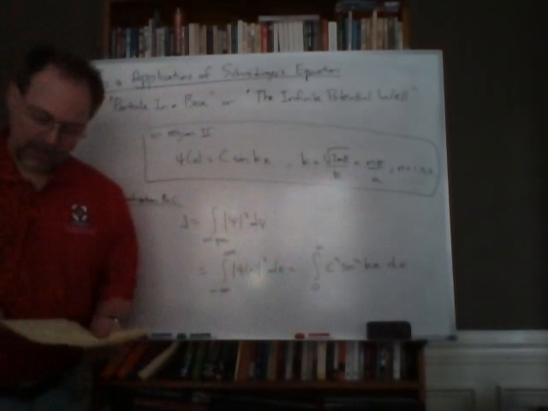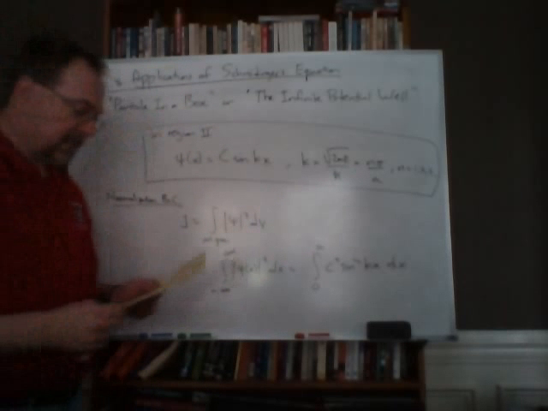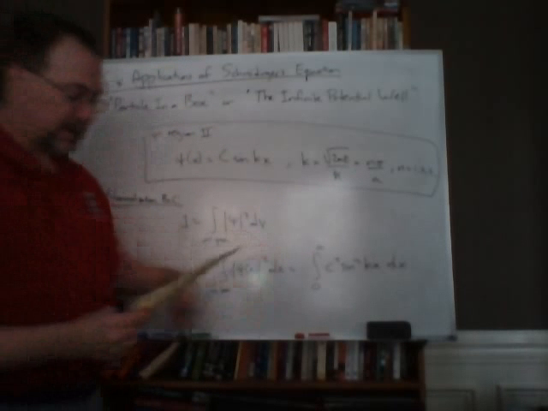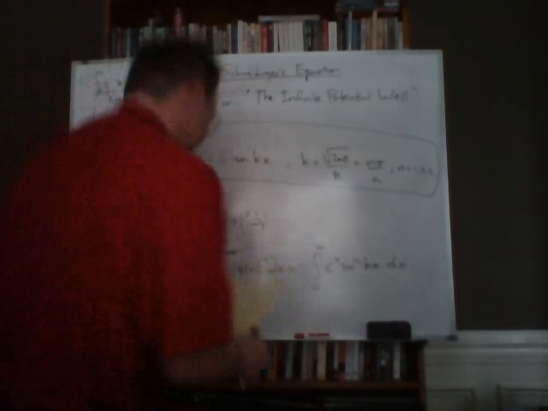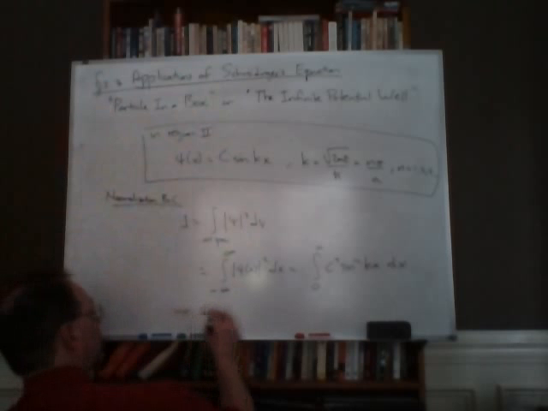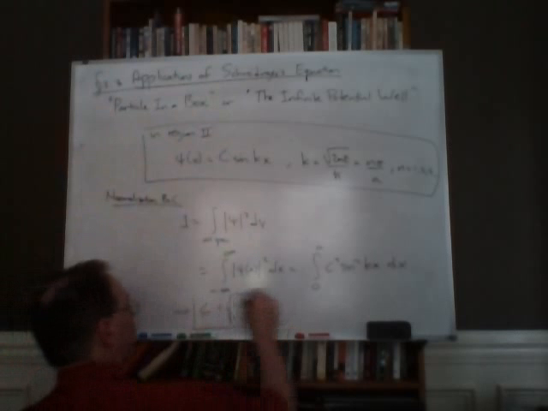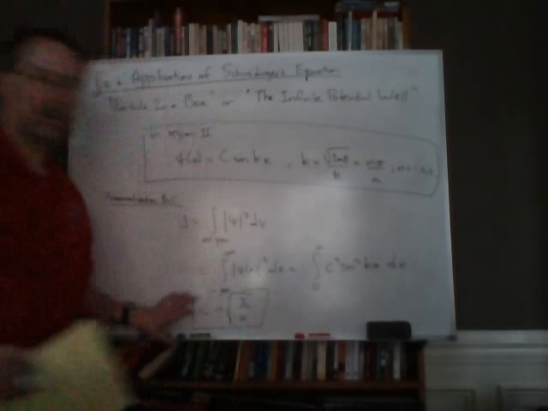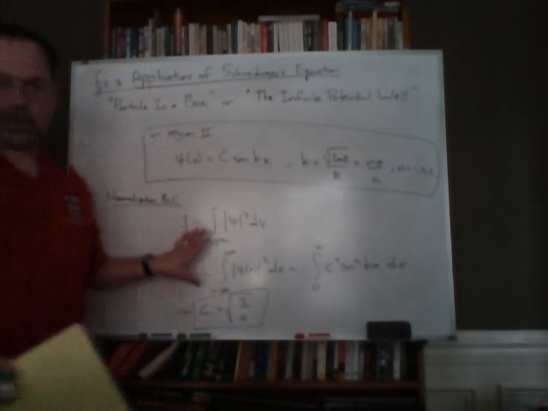Well, we can look up in our calculus textbook how to integrate sine squared, and we plug in values, and we eventually find that C, which we can take as positive real, is the square root of 2 over a. This will satisfy our normalization requirement.